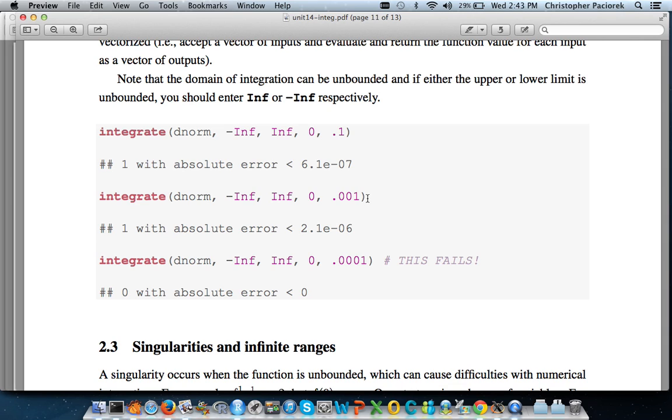I could do it for an even more tightly peaked normal density with a standard deviation of 0.001. It also says, oh, that integral is 1. But things fail at some point if I make it too sharply peaked. And so at this point, when I say use 0.001 as the standard deviation and do that integral, it says, oh, it's 0. And it says the absolute error is less than 0. So obviously something has gone catastrophically wrong with the Gaussian quadrature that's underlying this integration in this case. We just have too sharply peaked a function for this to work very well.